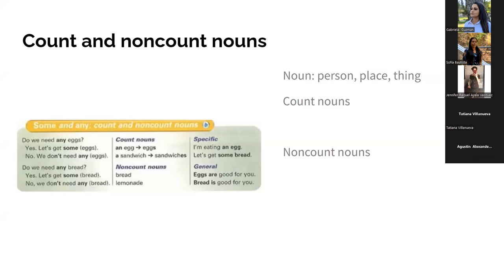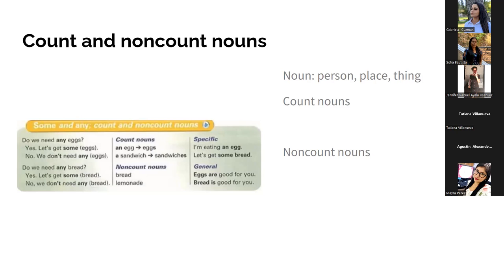Y allí también hay, con los contables, algo que para decir one egg, por ejemplo, o one sandwich, también podemos ocupar la letra A, ¿verdad? Por ejemplo, un sandwich, podemos decirlo en inglés, one sandwich, o podemos decir a sandwich. Y un huevo se dice one egg, o an egg. ¿Por qué se le pone A-N a egg y a sandwich no se le pone A-N? ¿Quién sabe? Porque inicia con vocal. Exacto, porque inicia con vocal.